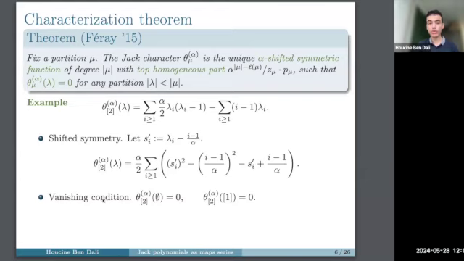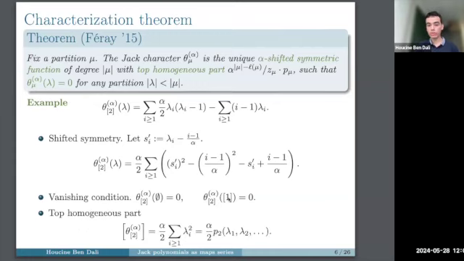The second property is the vanishing condition. What we should check here is that this Jack character vanishes on partitions lambda of size less than 2. So we have exactly two Young diagrams, the empty Young diagram and just the partition 1. We can evaluate the lambda i's by the parts of these diagrams and obtain 0 in the two cases, which satisfies the vanishing condition. Then we have the property of the top homogeneous part. This function is shifted symmetric, and when we look at the top homogeneous part, which is the quadratic part in the lambda i's, we obtain this formula, and this is exactly the power sum symmetric function p2 in the lambda i's.